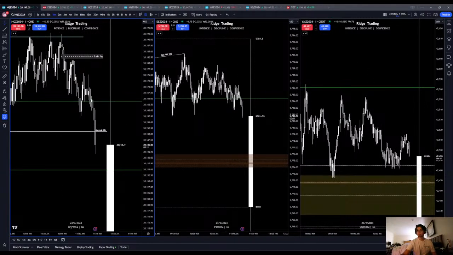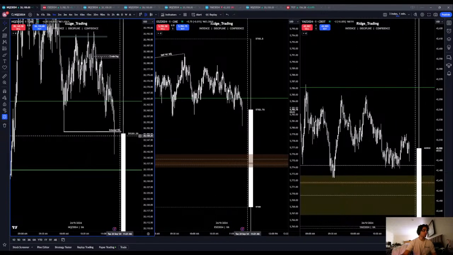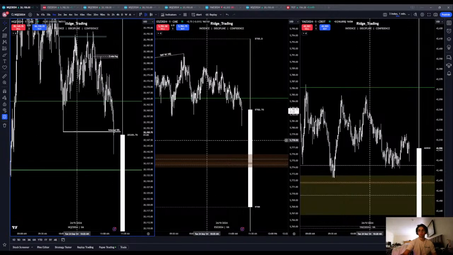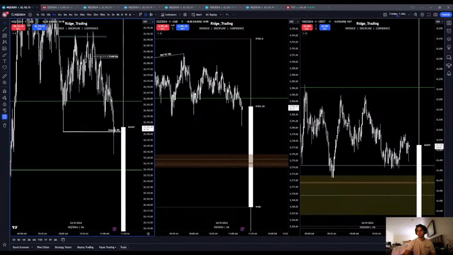We go. There it goes. Nice quick move down. So that took my partial right there at 49 or whatever it was. Decent trade there.